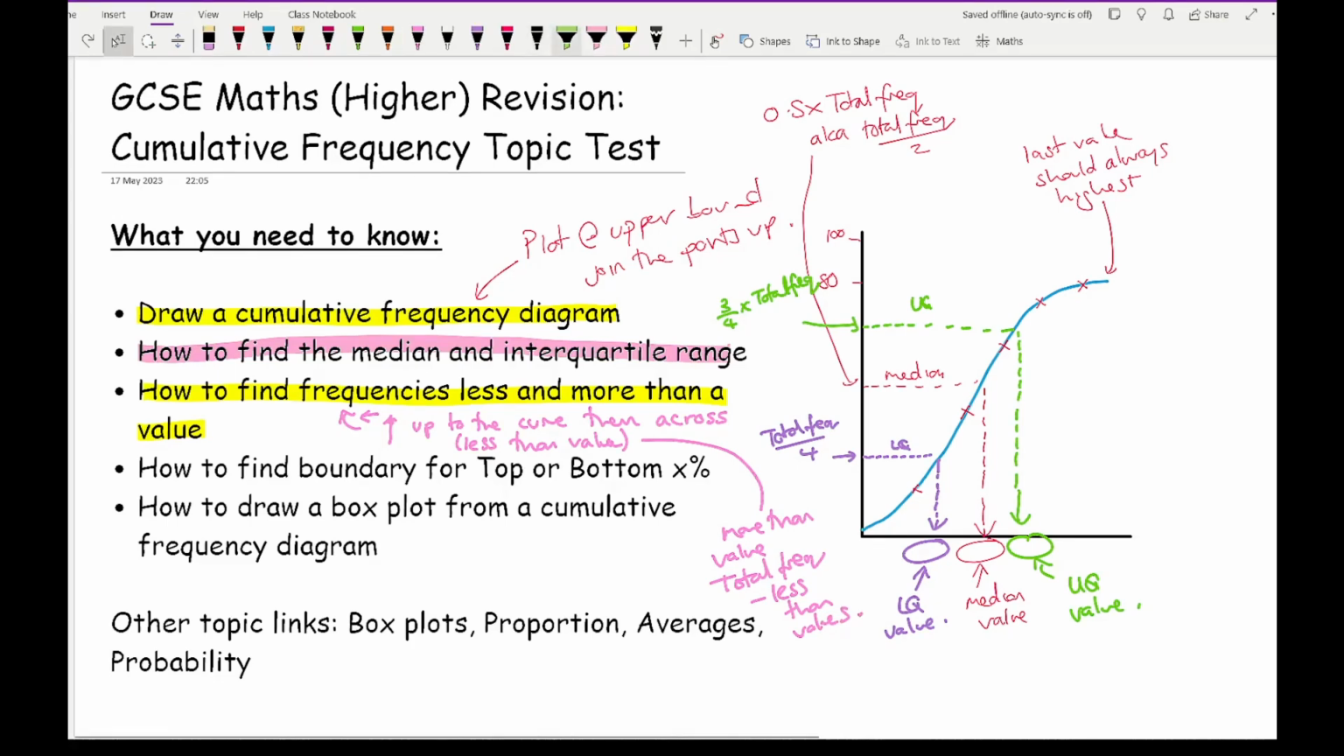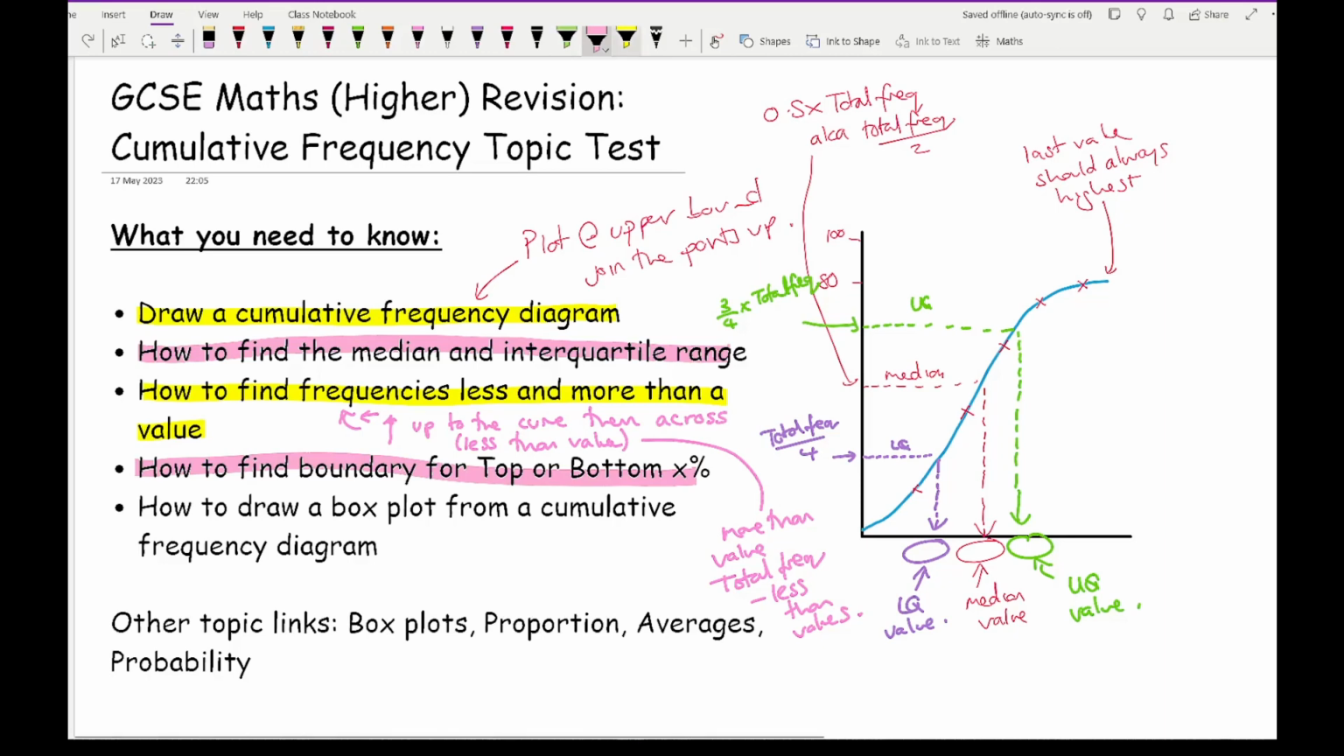Now other types of questions that come up are to find the boundary which has the top X%, so the top 5 or top 10% or top 25%. Well, the top 25% is going to be the upper quartile. That's going to tell you what that is. But in terms of the top 10% or the top 5%, what you need to do there is work out the percentage and then find the frequency. So again, we'll go through similar questions that are involved in the topic test that we're going to go through.